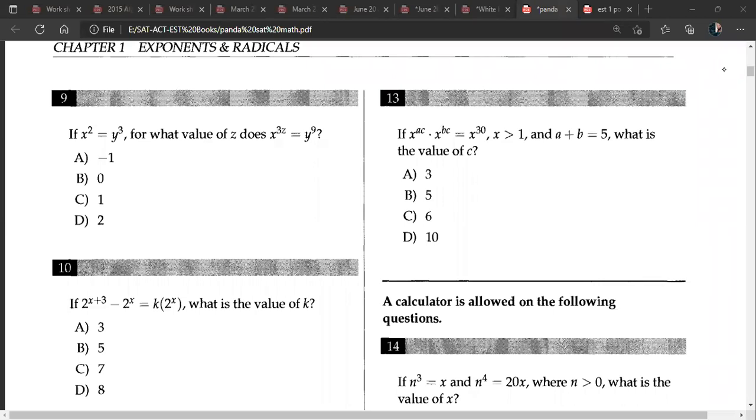Okay, guys, in this question number 9, he gave you x squared equals y cubed. Sometimes you start solving from the given, sometimes you start solving from the required. For what value of z does x power 3z equal y power 9?